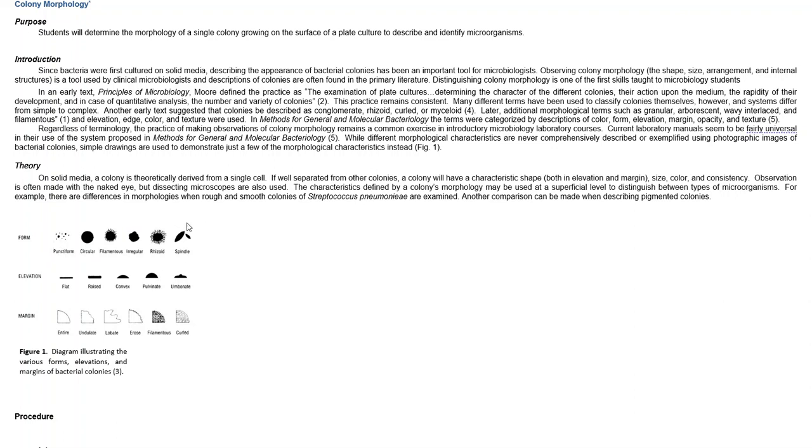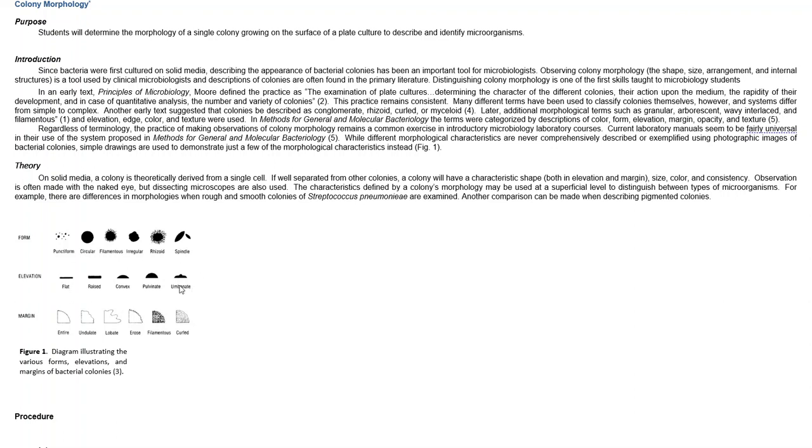So under here, you see that we have different forms. This is going to be the overall shape of the entire colony. Punctiform are a series of small little dots, circular, filamentous, irregular, rhizoid, and then spindle. You don't need a microscope for these. These are visible to the eye. If you were to look at this, you should be able to classify it.